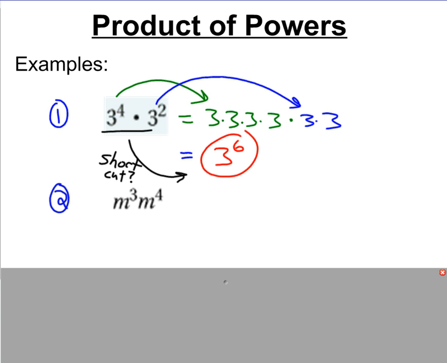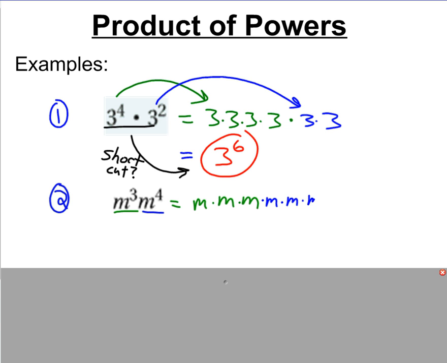Let's look at the second example. We're going to write this one out as well. We have m to the third times m to the fourth. Let's write that out. M to the third is m times m times m. We're not using 3's anymore, we're using m's. M to the fourth is also multiplied there, so it's m times m times m times m. In total, if you count up, we have 1, 2, 3, 4, 5, 6, 7 m's, which, if you wanted to simplify it, would be m to the 7th power.